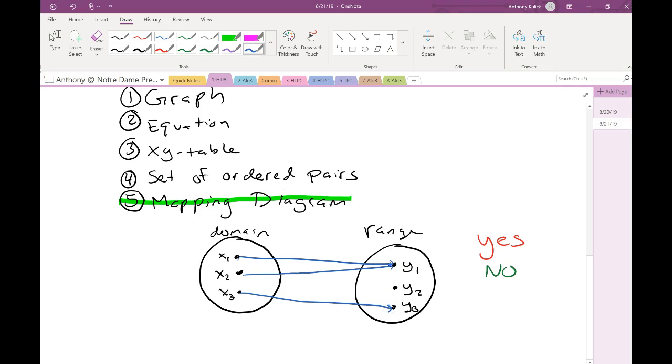No, it has to be exactly one line. So which x is paired with more than one y? None of them, right? So this is a function.